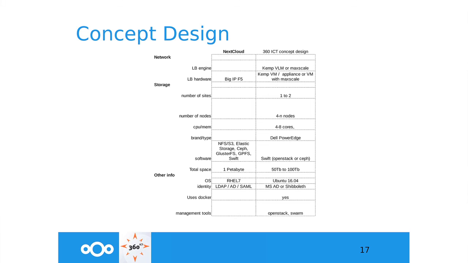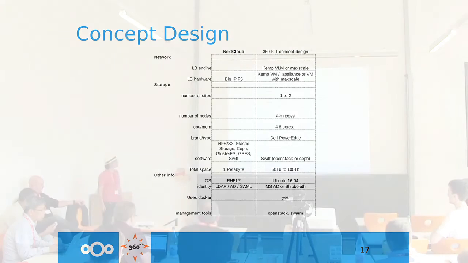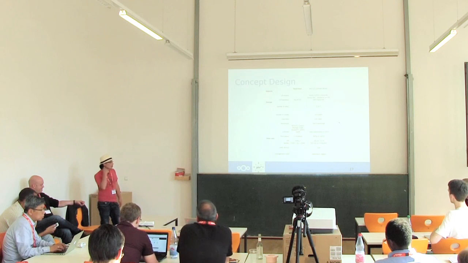As I said, we're going to run Ubuntu. Our main identity source is Active Directory, so I think that should be fully supported. I saw it in the previous presentation, but I have some questions about the setup for that.